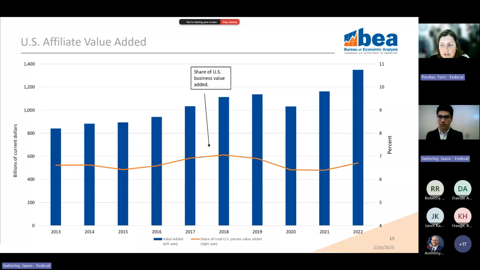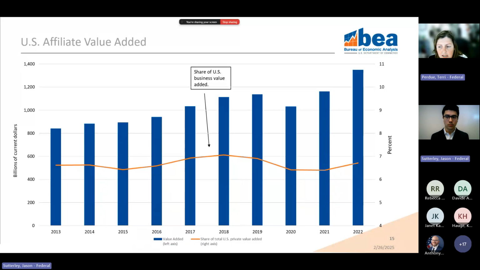Another frequently requested item is our value-added tables. Value-added is derived by using an income-based approach by summing cost and profit data from our U.S. affiliate surveys. The value added by U.S. affiliates was $1.35 trillion in 2022, up $187 billion or 16.1% from 2021. This increase was mostly due to increased profits, which accounted for $109 billion or 60% of the increase. In 2022, the U.S. affiliates accounted for 6.7% of all U.S. business GDP.